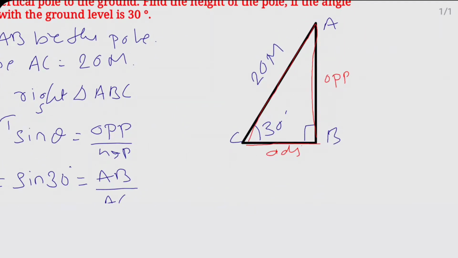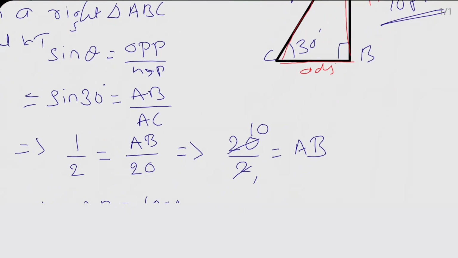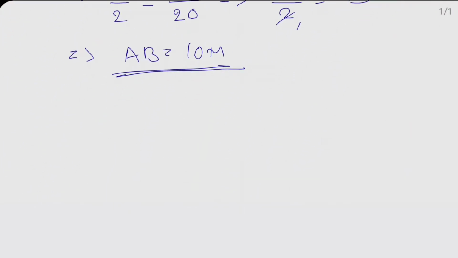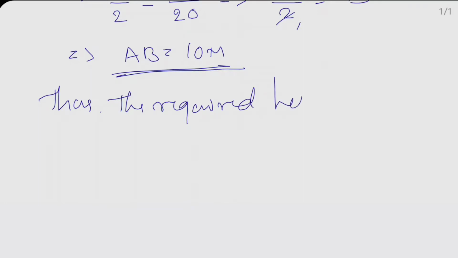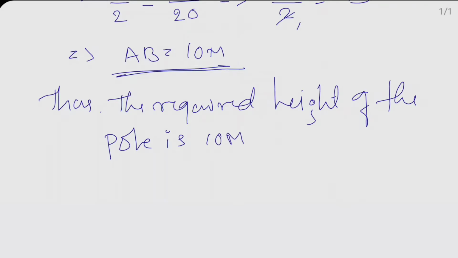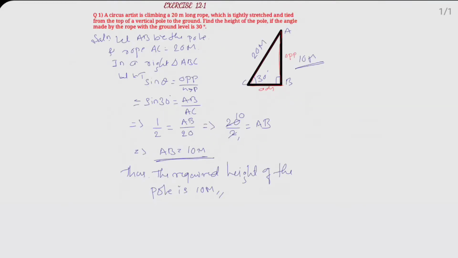So AB is 10 meter, which is the height of the pole. So write down here: Thus the required height of the pole is 10 meter. Is it clear?